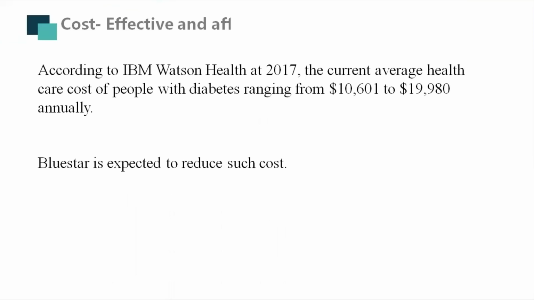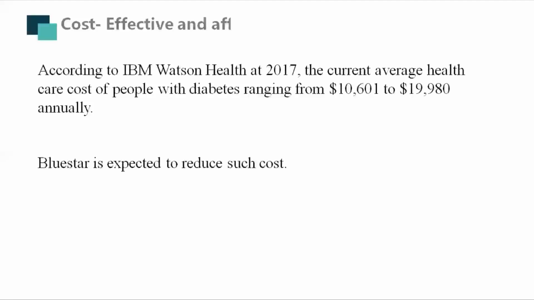And the third very important area of the Bluestar advantage is the cost effectiveness and the affordability. According to the IBM Watson Health in 2017, the current average health care cost of people with diabetes ranges from 10,601 to 19,980 annually per patient. So it is a very high cost, and for some people with a poor financial condition, it could decrease their motivation to overcome the diabetes. So Bluestar is expected to reduce such cost.